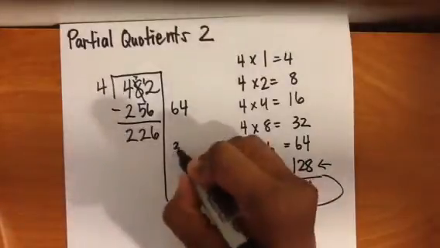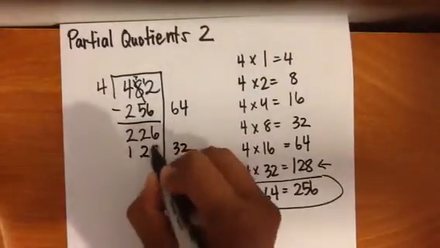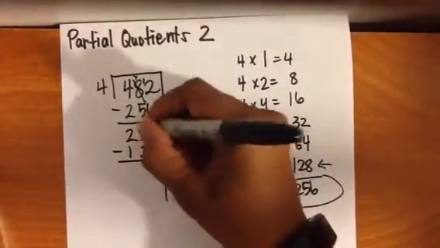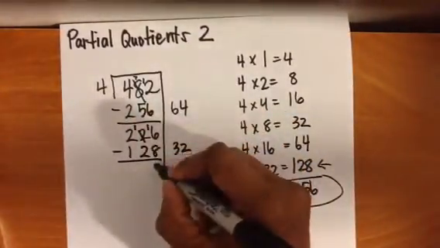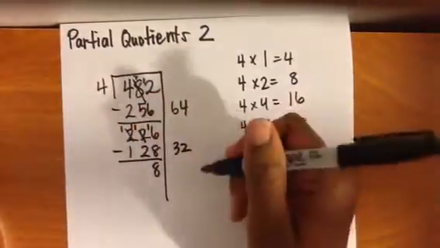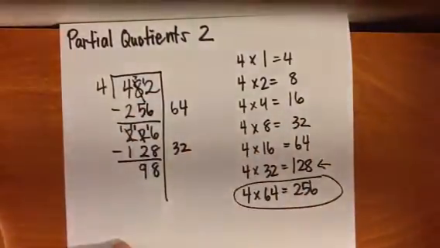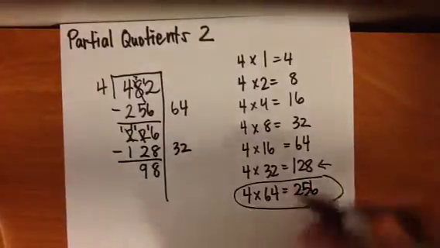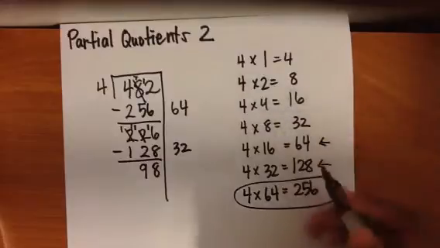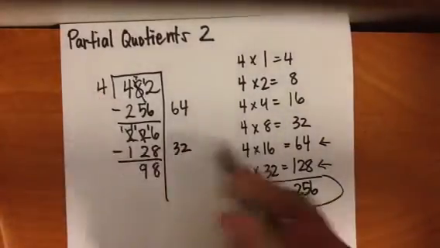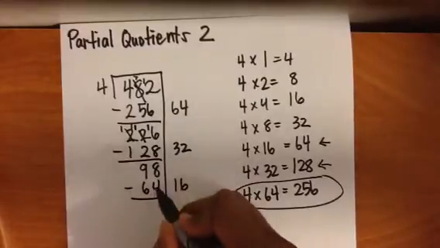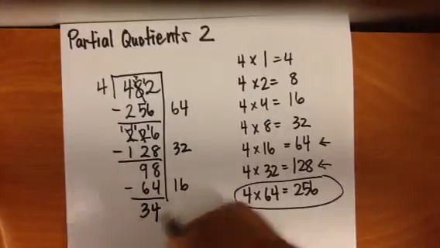That's 4 times 32 gives me 128, so I'm going to go ahead and subtract. Can't do 6 minus 8, so I'm going to borrow. 16 minus 8 is 8. 10 minus 20 can't do, so I'm going to borrow 100. 110 minus 20 is 90. So I have 98. This group is now too large. I'm going to do the 64. 4 times 16 gives me 64. 98 minus 64 is 34.